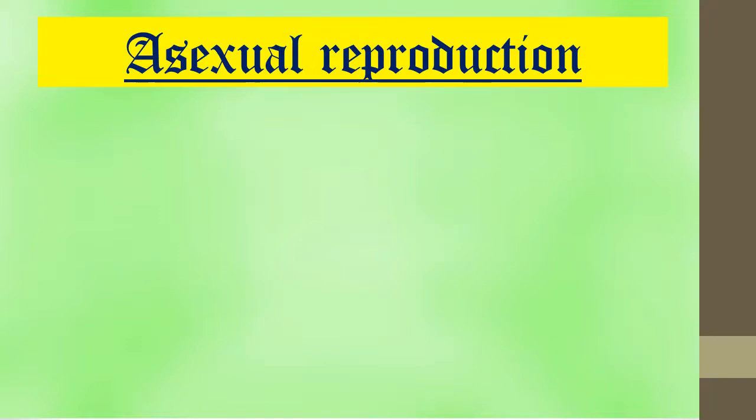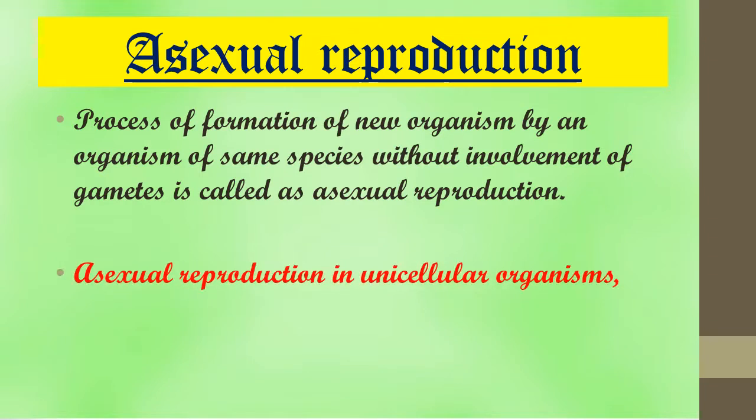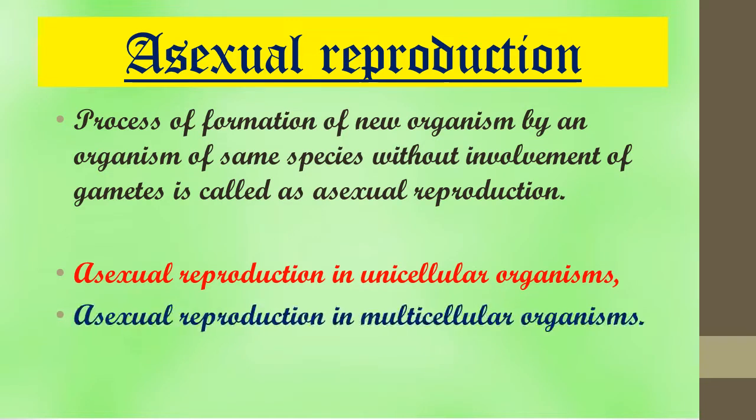Okay, now first of all let's revise what is asexual reproduction. So student, it is a process of formation of new organisms by an organism of the same species without involvement of gametes. So this is a kind of reproduction in which gametes are not involved, and this is a uniparental reproduction. That means only one parent is involved in this type of reproduction. Asexual reproduction in unicellular organisms we have already completed in our previous video, and today we shall study asexual reproduction in multicellular organisms, the organisms which contain more than one cell.